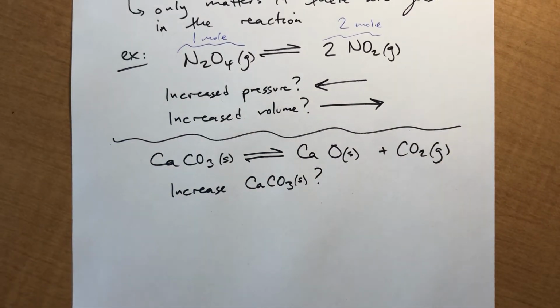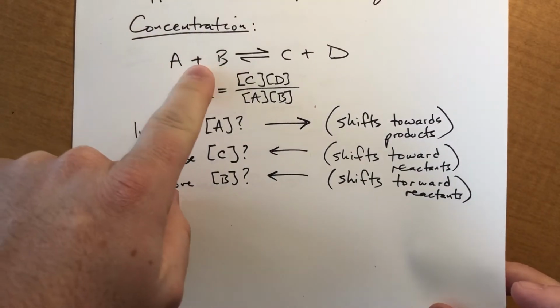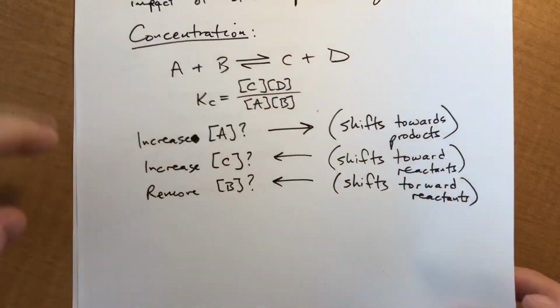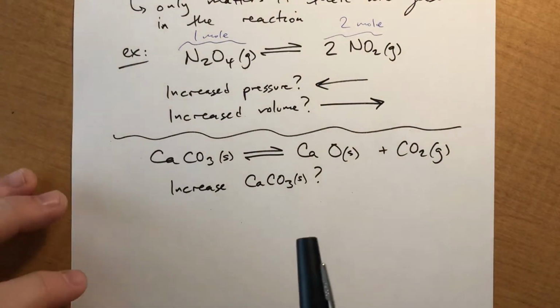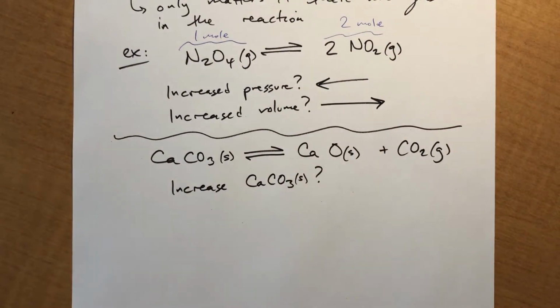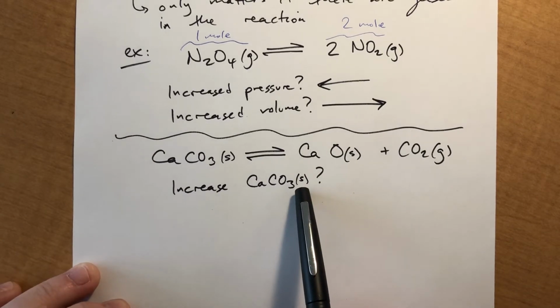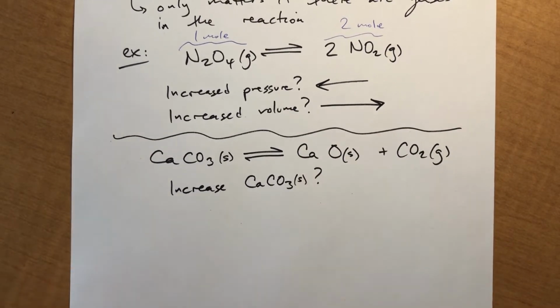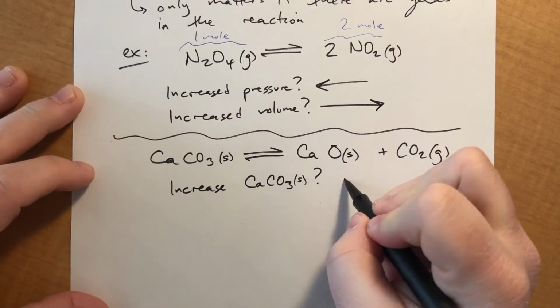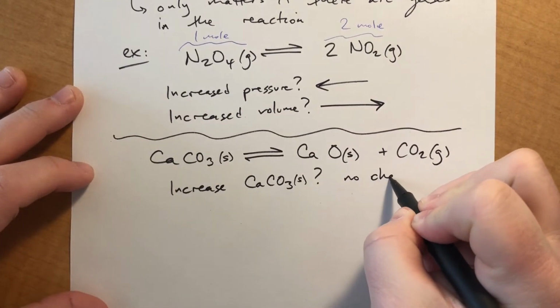Now, the previous thing said that basically for concentration, if you increase reactants, it shifts towards products. If you increase products, it shifts towards reactants. This is the one exception. This is a solid, and solids are not part of the equilibrium constant. We talked about that a couple videos ago. So there would literally be no change.